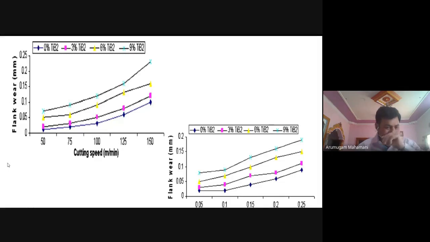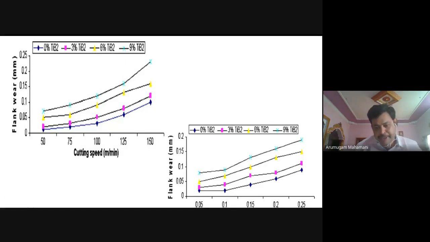Because at a higher cutting speed, what happened? The friction will be more. At a higher cutting speed, the friction will be more. So more friction, right? So the flank wear will be more.